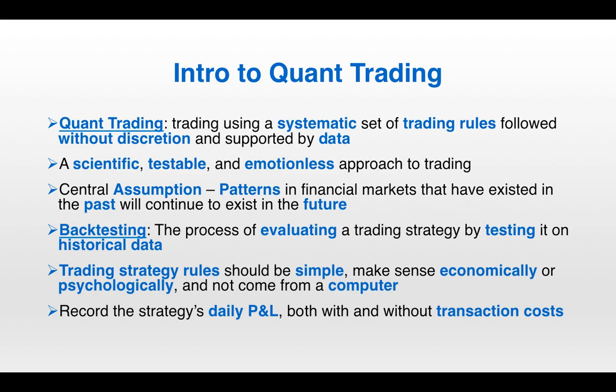The first step of backtesting is to come up with the trading rules. The trading strategy rules should be simple rather than overly complex, and they need to make sense economically or psychologically. They shouldn't be generated from some algorithm. If an algorithm generates the trading rules, it's likely to be overfit if the strategy doesn't make any intuitive sense. Once you've come up with the strategy rules, you backtest it by recording the strategy's daily P&L, both without and with transaction costs. Without, in order to see if there's any edge there at all, and with, to see if the edge persists after accounting for these transaction costs.